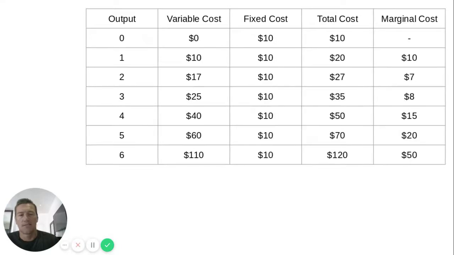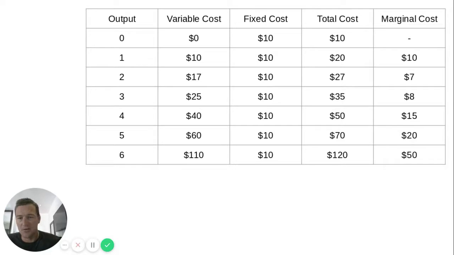So let's have a look and work through it. What was the change in total cost of going from 0 output to 1 unit? Well, you can see the total cost column. The change was 10 to 20. So 20 minus 10 is 10. And the change in output was 1. So it's literally 10 over 1, marginal cost of 10. The change in total cost was $10 in order to make 1 unit there.